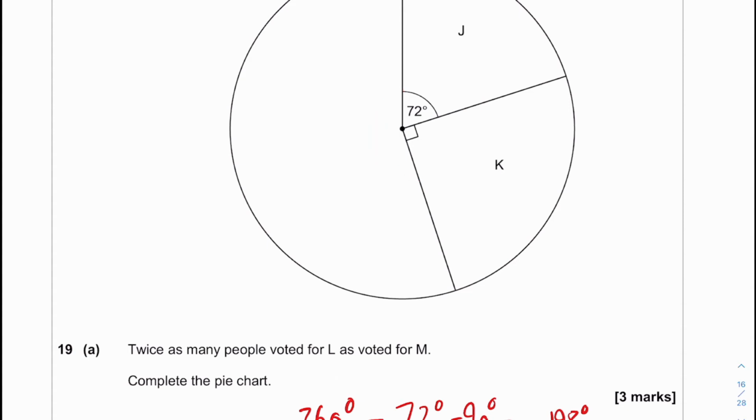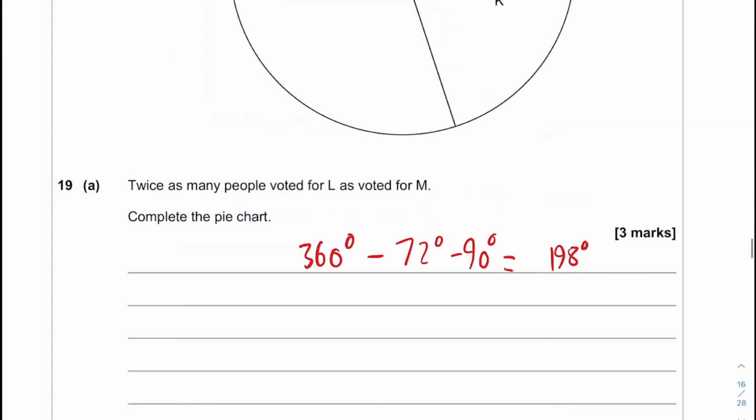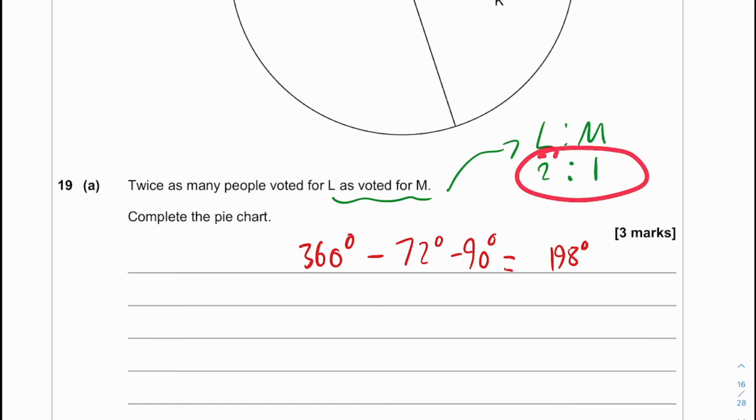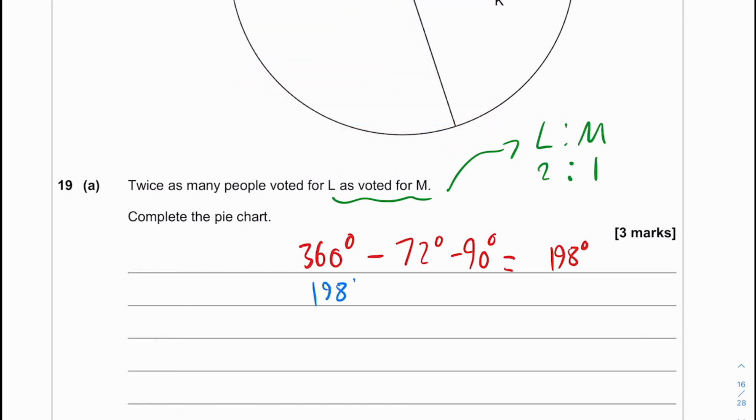We then need to work out what portion is for L and what portion is for M. So if we make a ratio of L to M, our ratio of L to M is 2 to 1, as twice as many people voted for L as they did for M. So therefore we've got 3 parts in our ratio here. So if we divide our 198 degrees by 3, this works out what one individual part is, which will be the value for M in terms of degrees. So we do 198 divided by 3, and this is equal to 66 degrees.